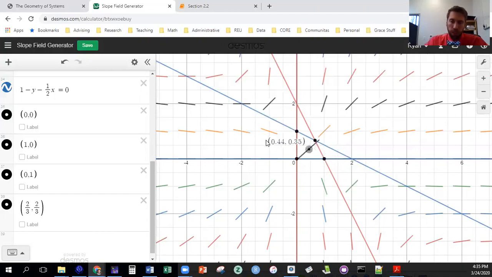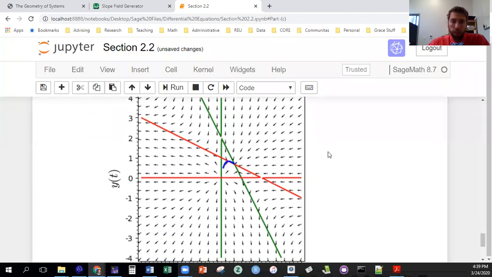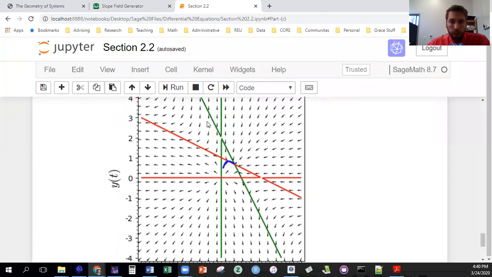Maybe we can do this in Sage too. Let's do that. Here we plot it with Sage, where the green lines are the y null lines and the red lines are the x null lines. We see that with this diagonal null line, everything's going that way. With this red one, everything's going that way. And with the green one, going down and going down. So if we start here, it goes like that.